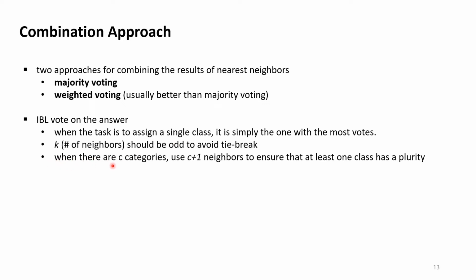When there are C category values, C class values, you should have at least C plus 1 neighbors to make sure that at least one class has multiple votes. So that's a small tip for choosing a k value.